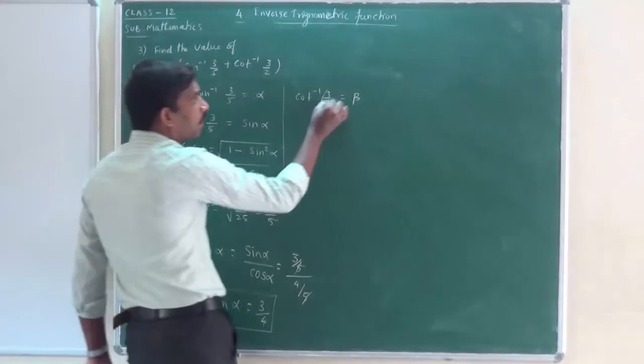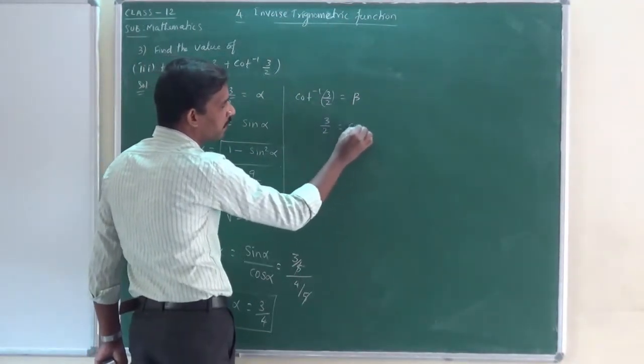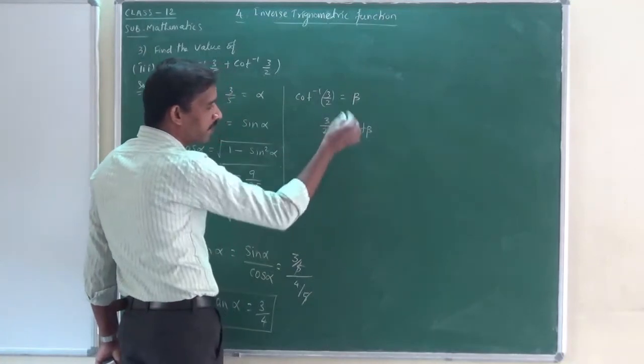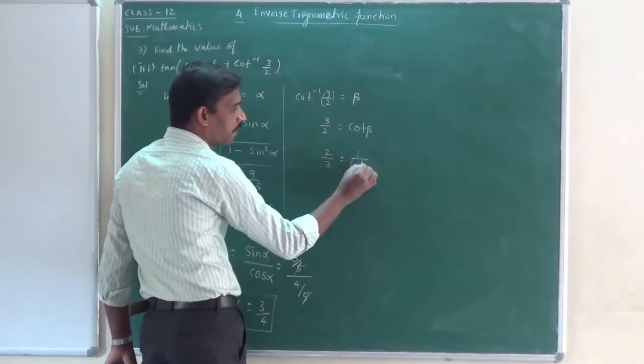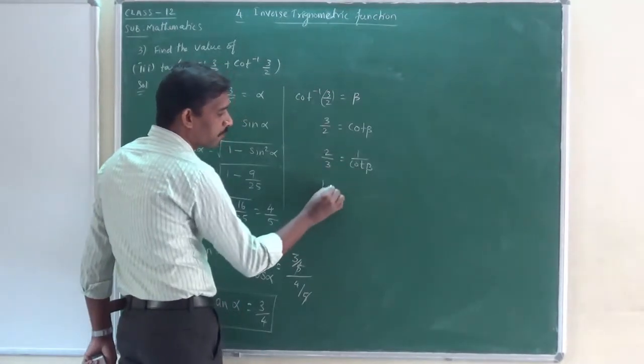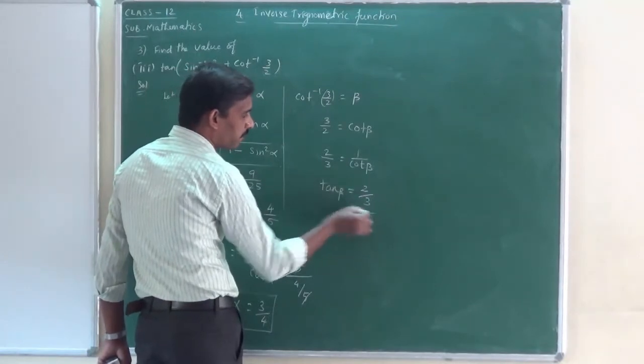Here, cot inverse of 3 by 2 is equal to beta. So 3 by 2 is nothing but cot beta. Now taking reciprocals, so 2 by 3, which is 1 divided by cot beta. So 1 by cot beta is nothing but tan beta, which is equal to 2 divided by 3.